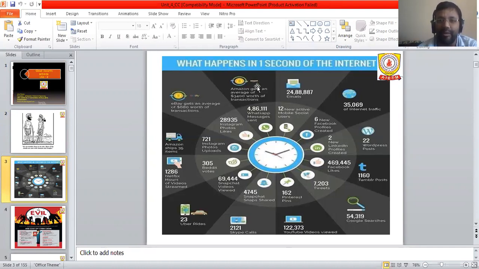Now see what happens in 1 second of internet. If you talk about the vendors and providers, Amazon gets an average of $3,400 worth of transactions within a second. eBay gets an average of $680 worth of transactions. Amazon ships 35 items in a second. Netflix streams 1286 hours of video. There are also Skype calls, YouTube video views, Google searches, posts, and WordPress posts. So lots of things are happening on the internet around us.